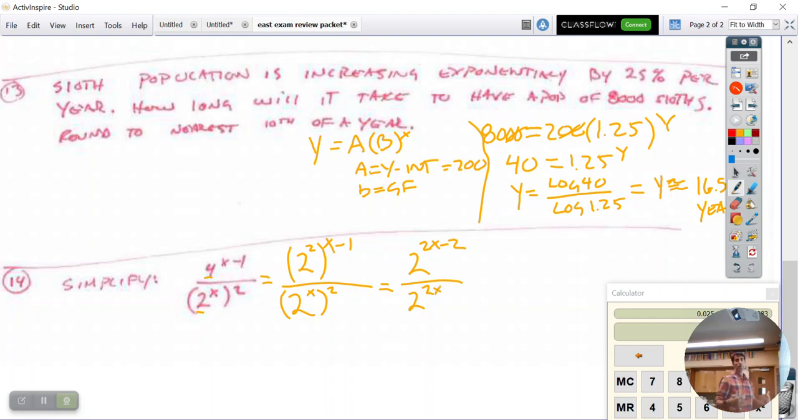Now this is when we go back to our rules of exponents, and we know that we're going to subtract the exponents because we're dividing by the same base. And so that's going to get me 2 to the 2x minus 2 minus 2x. Well, 2x minus 2x is 0, that cancels out. So we get 2 to the negative 2, which is equal to 1 over 2 squared, which is equal to 1/4.